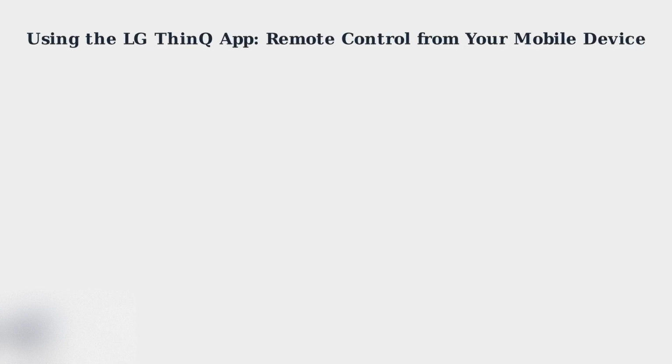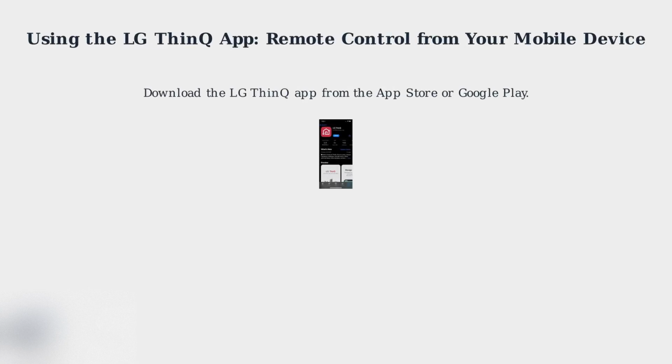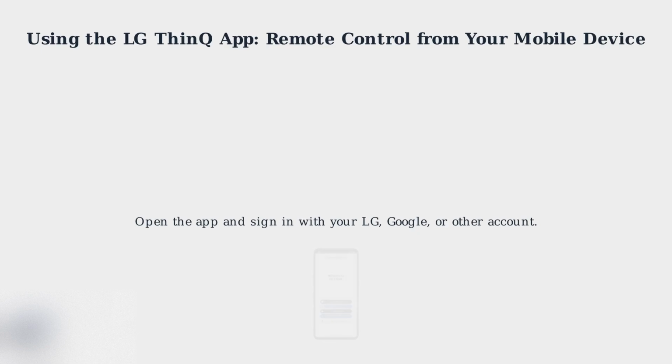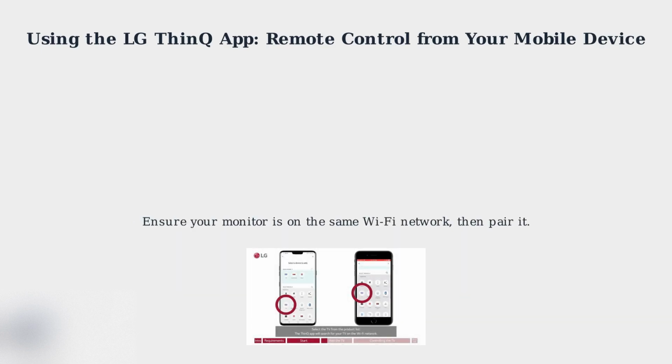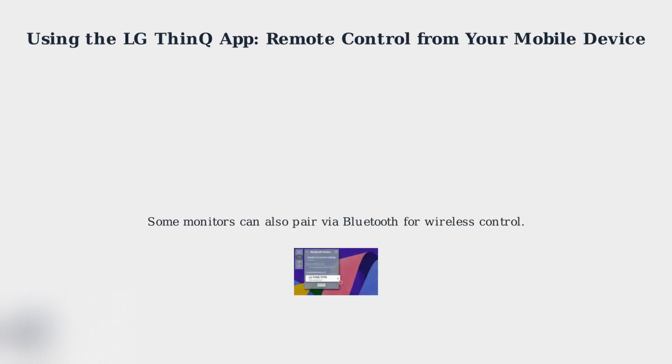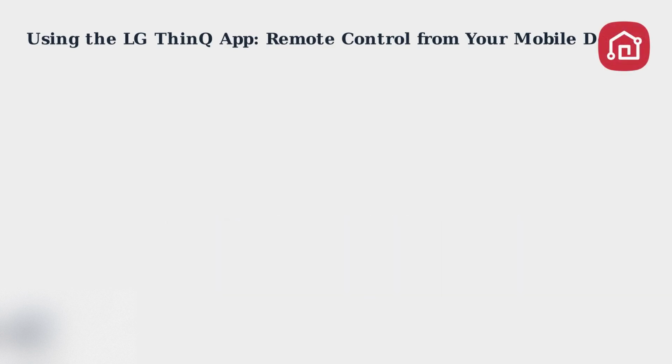The LG ThinQ app, available on iOS and Android, allows wireless control of your LG monitor. Start by downloading the app from your device's app store. Once installed, open it and sign in using your LG account or other options like Google. Make sure your monitor is connected to the same Wi-Fi network as your mobile device. Then follow the in-app prompts to add and pair your monitor. For some models, you can also pair directly via Bluetooth for quick setup. This gives you remote access to adjust settings without needing to be near the monitor.